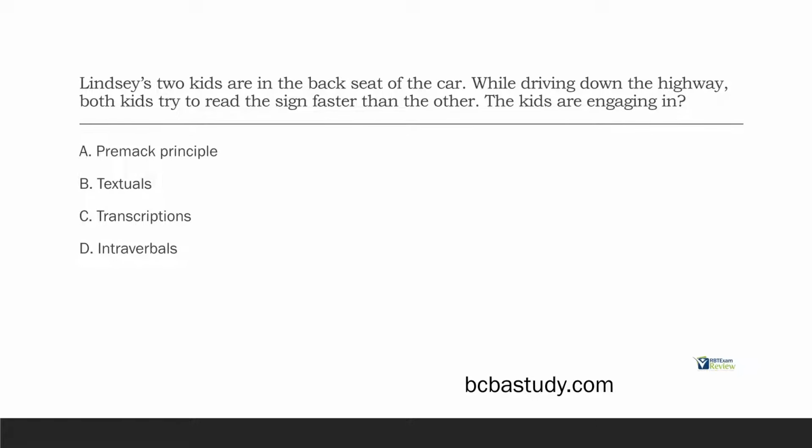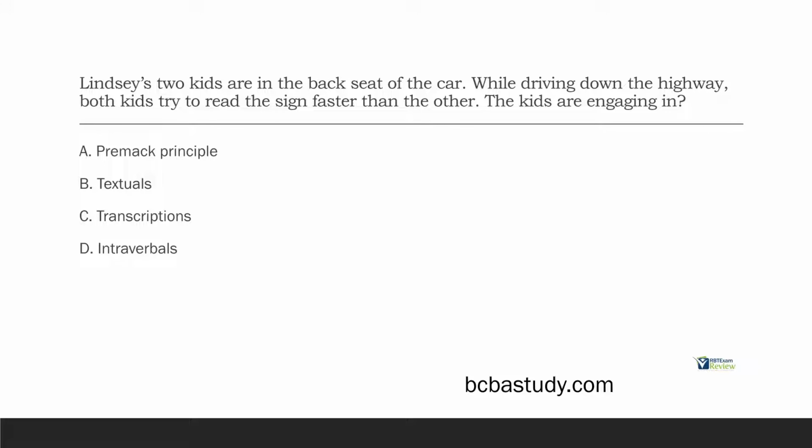Okay. So this is the Premack principle. Is it? What does the Premack principle say? The Premack principle says you can engage in a more preferred activity or response if you first complete a less preferred one. Is Lindsay setting up a contingency here? No. Are there any contingencies in place? No. Therefore, it isn't going to be the Premack principle.